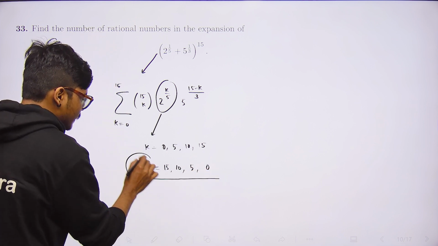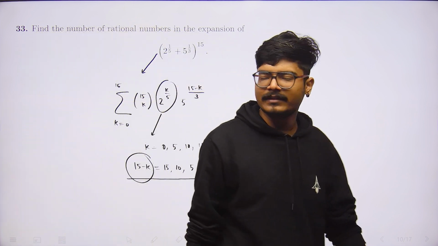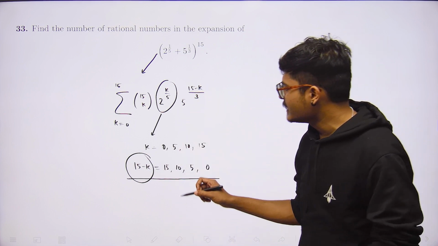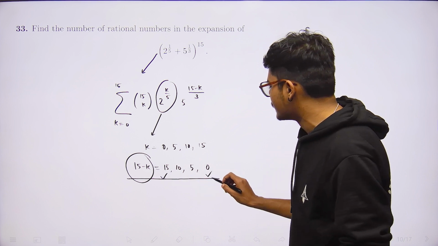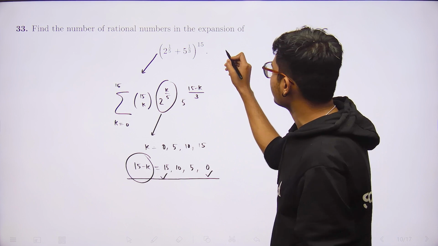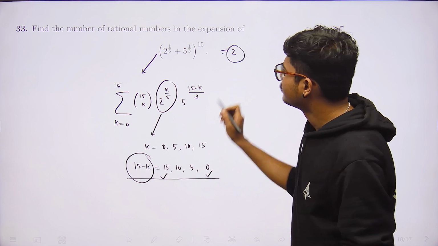Now this thing 15 minus k has to be divisible by 3, right? तभी जाकर तो ये second term एक rational term देगा, right? तो दोनों conditions कहाँ पे satisfy हो रहे हैं? तो this works and this works, right? So only for 0 and 15 will both the terms be rational. Hence इसमें कितने rational terms हैं? 2, right? That's your answer.